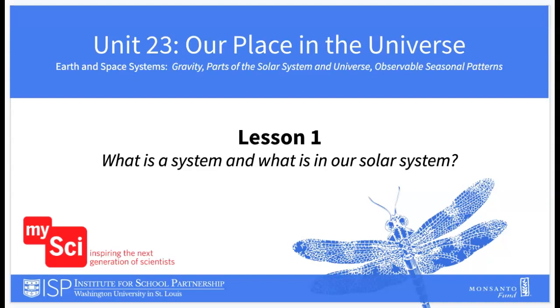In Lesson 1, students will answer the question, what is a system and what is in our solar system? They figure out that a system is a collection of objects, such as our solar system. A system changes when the parts of the system change.